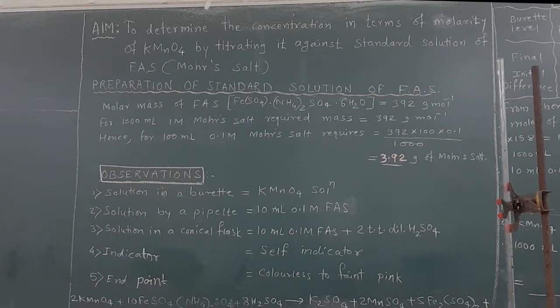dilute sulfuric acid. In the 11th standard, whatever volumetric analysis you have done, that particular part was acid base titration. But from the 12th standard point of view, we are going to learn redox titration. So here we are not using a separate indicator. In this titration, KMnO4 itself acts as an indicator. The end point will be colorless to faint pink.